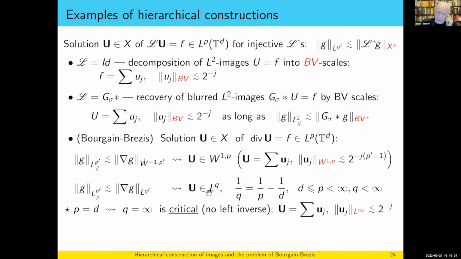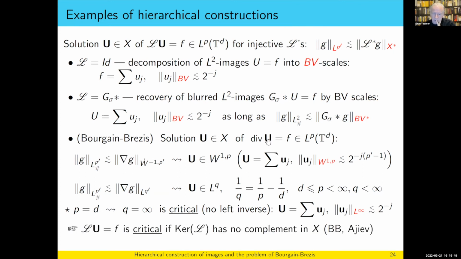There's only one case which is critical, that is when p equals the dimension. Take the case d equals 2, when p equals the dimension, then q equals infinity. It fails to satisfy this inequality. And this is the critical case when there is no left inverse. This is the problem of Bourgain-Brezis in general d dimensions. Namely, given f in L^d of T^d, find a uniformly bounded solution. So in this case, it's critical and it's characterized by a kernel that does not have a complement. Okay.